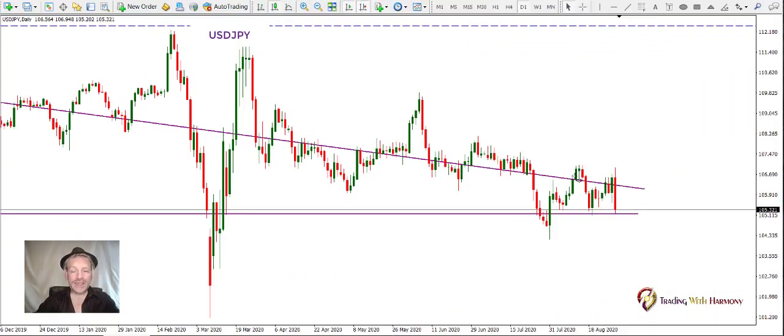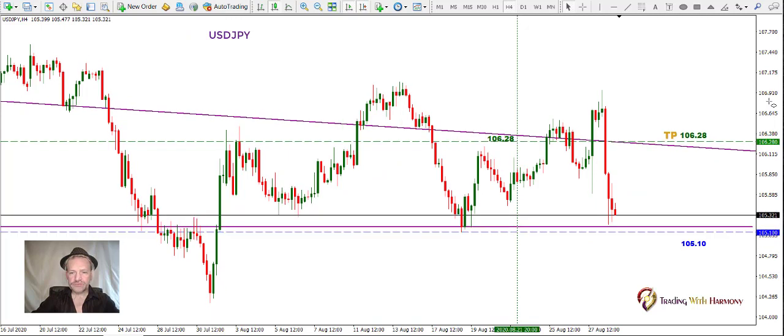The dollar yen. We can see here that on Friday at the close we got a big bearish candle, just touching our support level right here at this level. Okay, so let's go into the actual 4-hour.